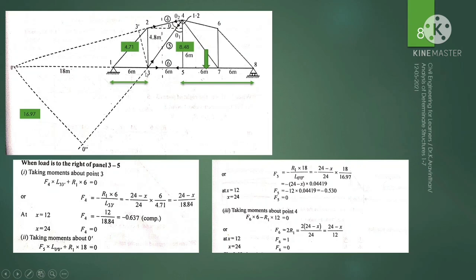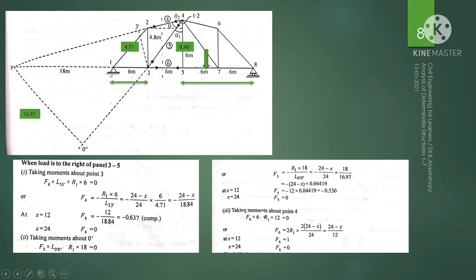Then the same way we have to take the moment at O dash. So this is O dash. Let us consider this portion, and to find the force F5. So this is the force F5, load into the perpendicular distance. So this is going to rotate in the anti-clockwise direction, since it is written as minus, minus F5 into O dash O double dash.